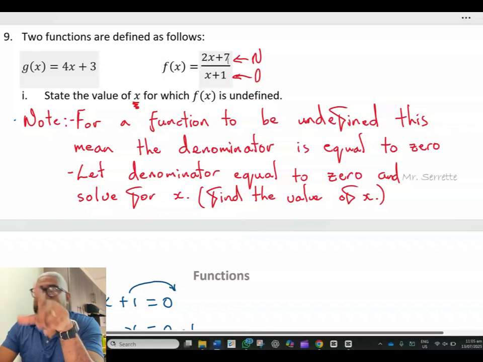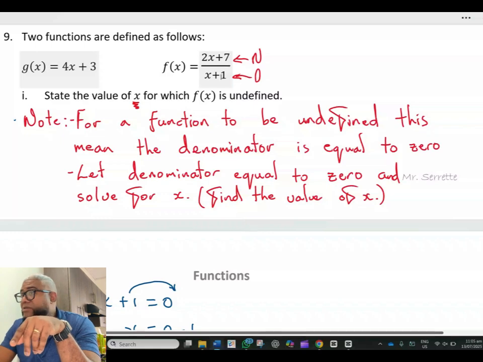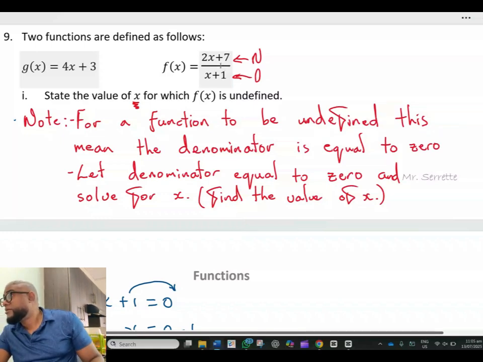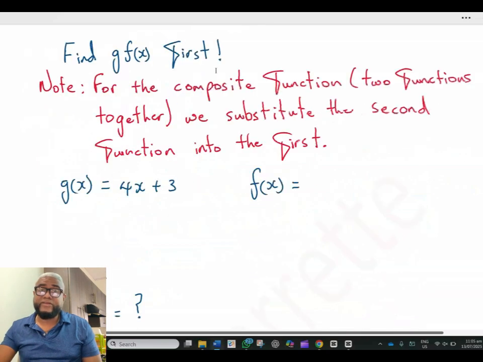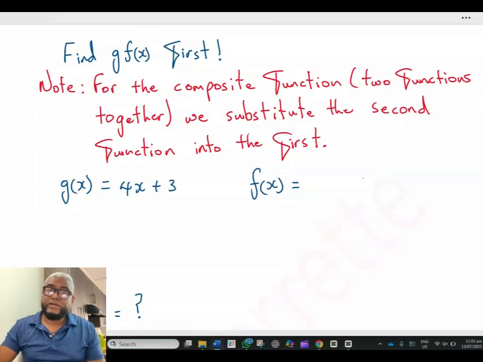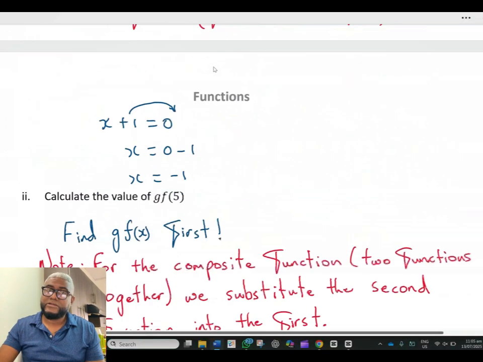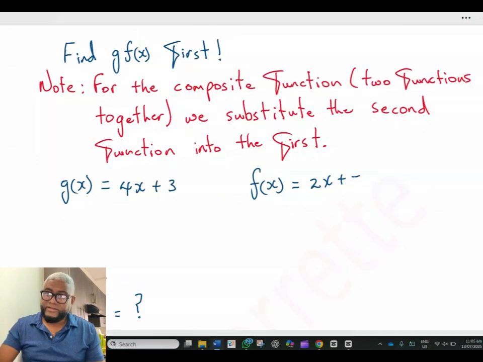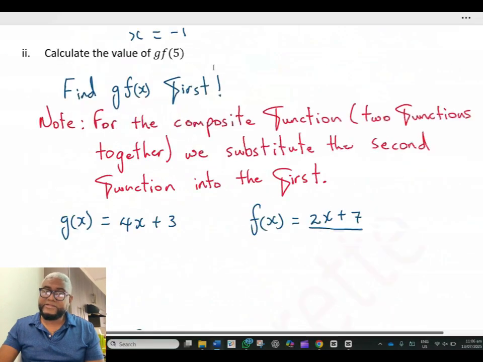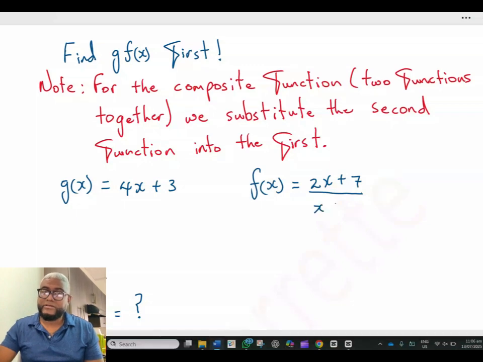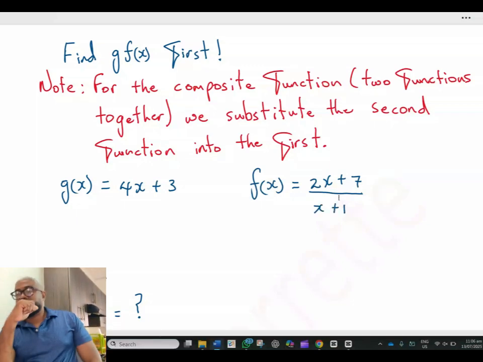F of x is 2x plus 7 over x plus 1. Are you writing, Daryl? Come on, Daryl. Right? 2x plus 7 over x plus 1. These are my two functions. Okay? You have the note address, right?